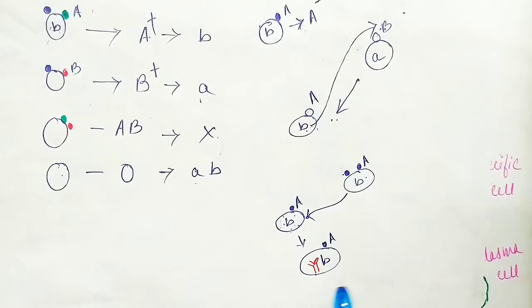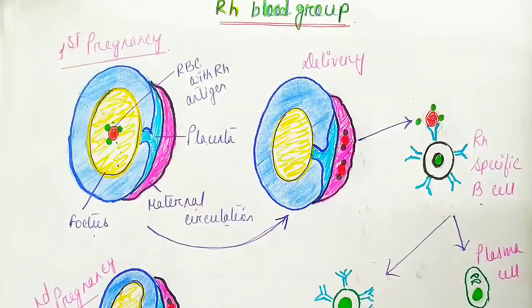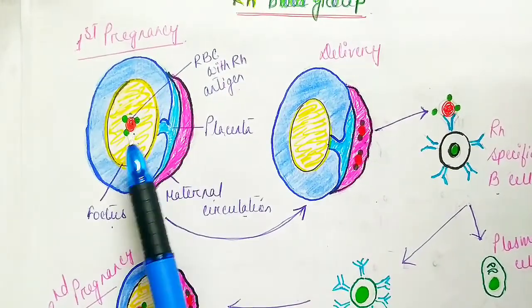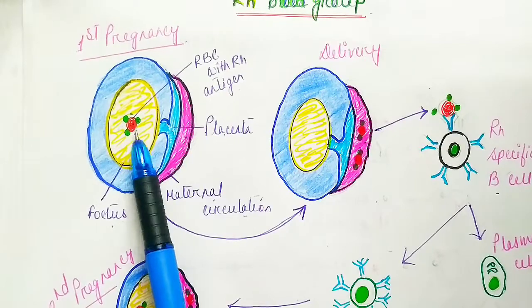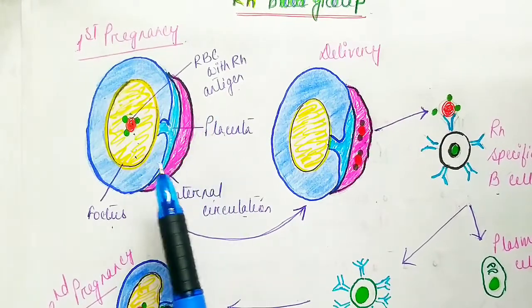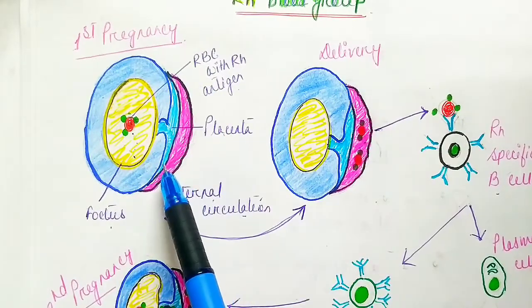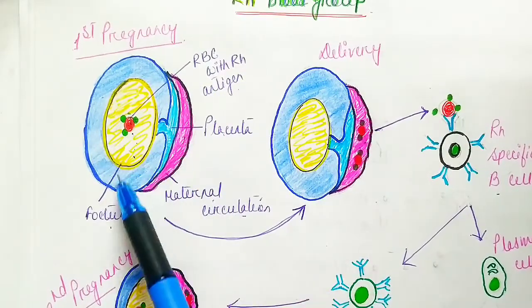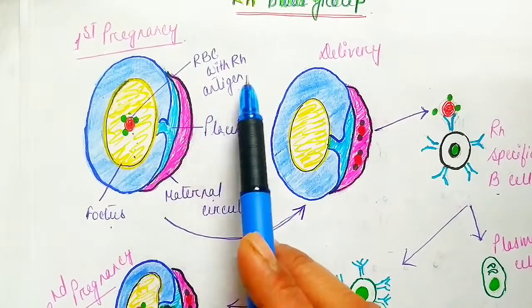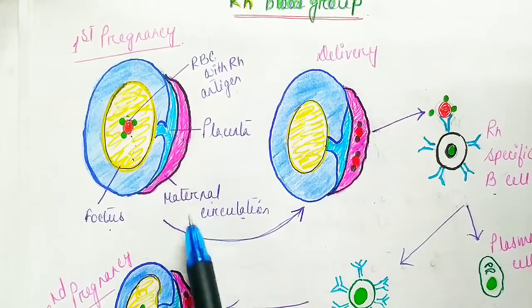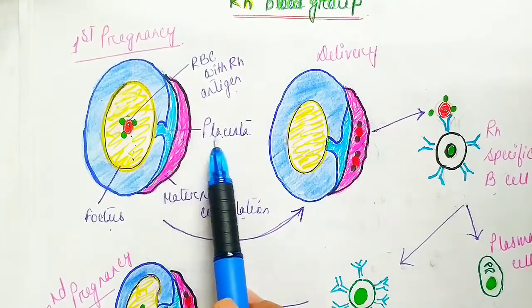A special type of Rh incompatibility has been observed between an Rh negative mother and an Rh positive baby. It means if an Rh negative mother carries a baby which has Rh positive blood, then this type of incompatibility is observed. Suppose this is the body of the mother who is Rh negative, and this yellow portion indicates the fetus who is Rh positive, meaning its RBC has Rh antigen. This pink color is the maternal circulation, and this blue color is the placenta.